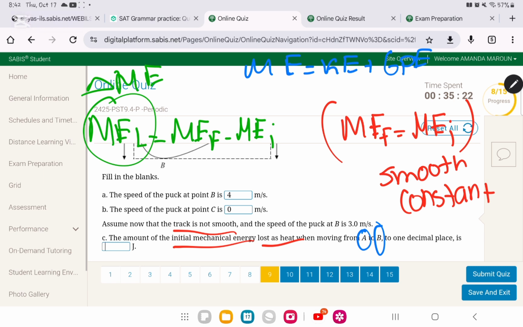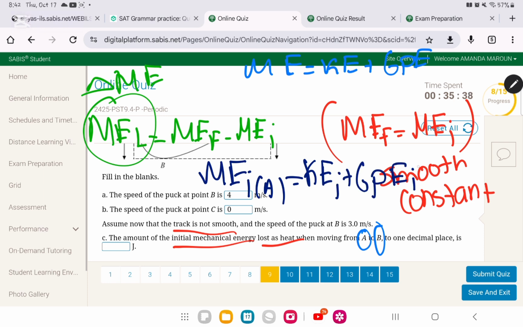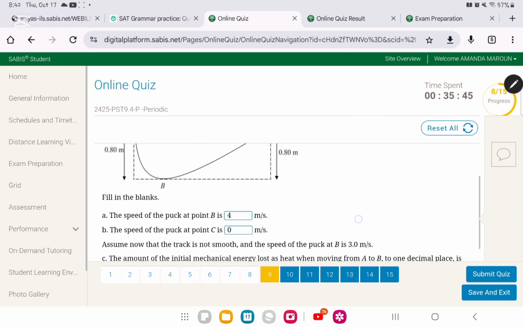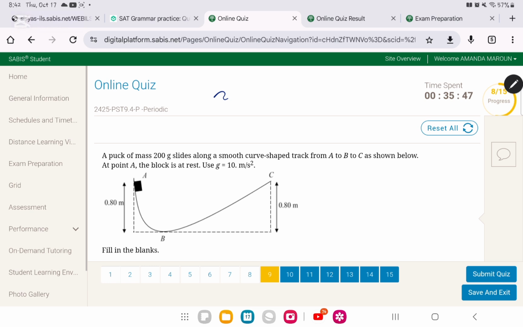Okay, we are gonna start. The mechanical energy initially, which is for A. Okay? We're gonna find the kinetic energy initial, which is for A, plus the GPE initial, which is for A. We know that at A, it was at rest. If you go up, let me go up. At point A, it was at rest. So let me write again.